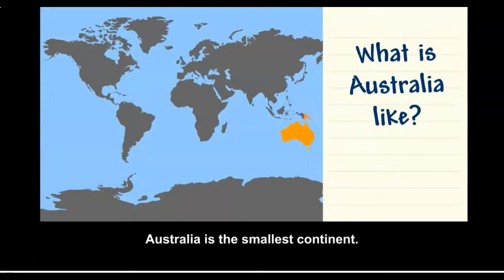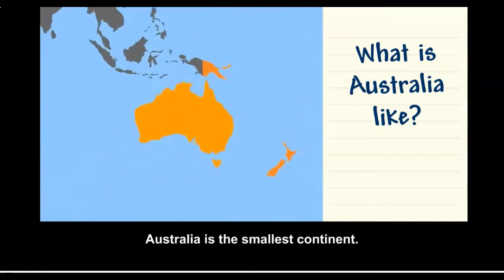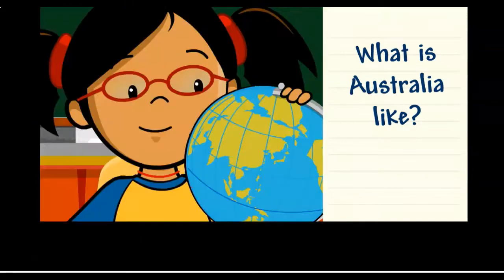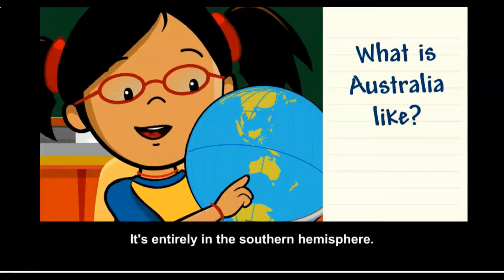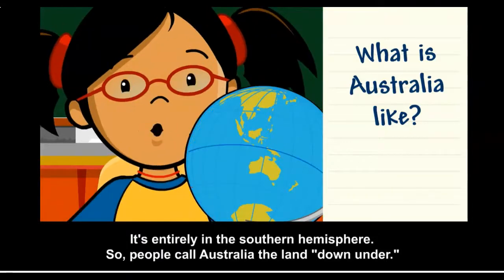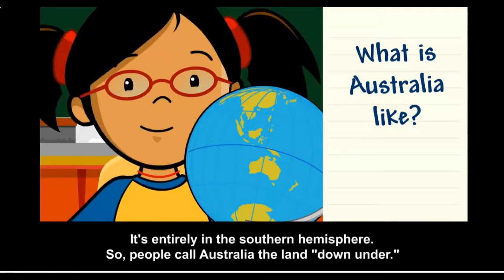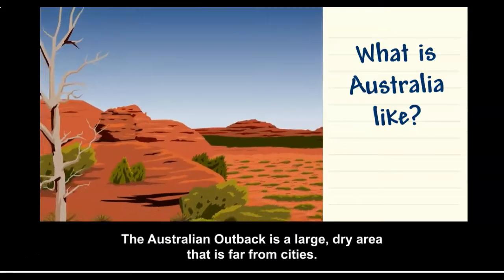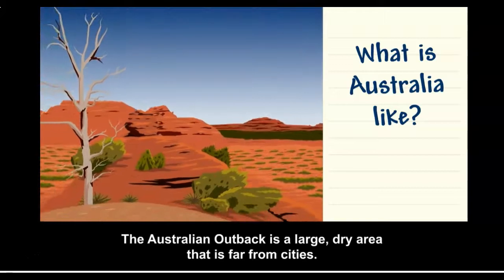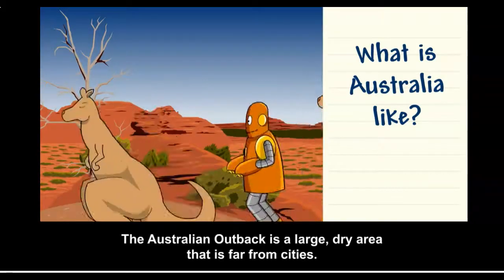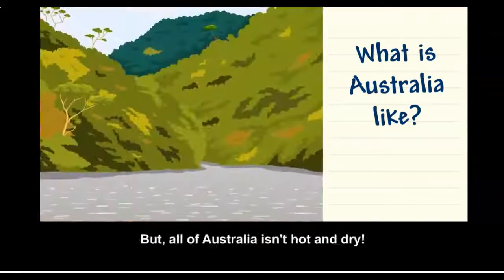What is Australia like? Australia is the smallest continent. It's entirely in the southern hemisphere, so people call Australia the land down under. The Australian outback is a large, dry area that is far from cities.